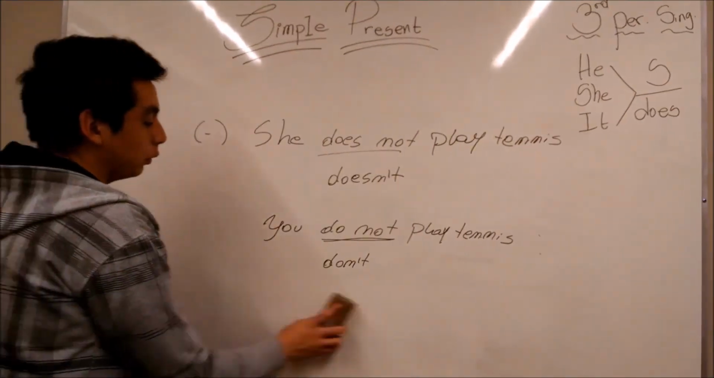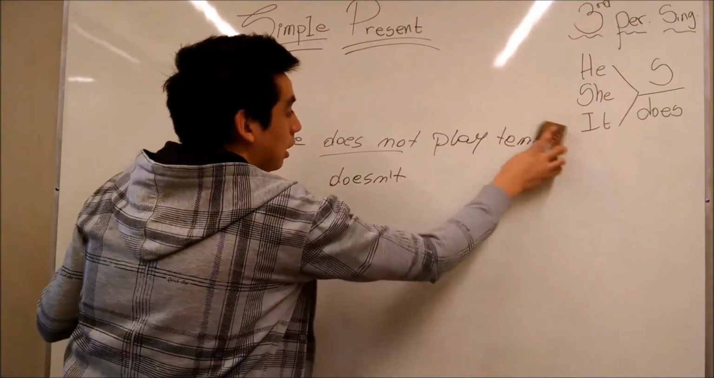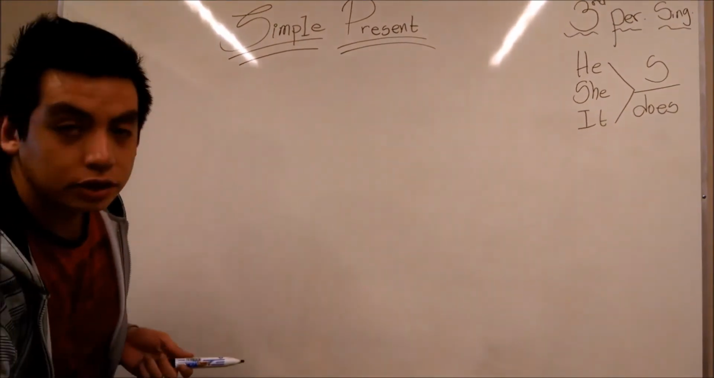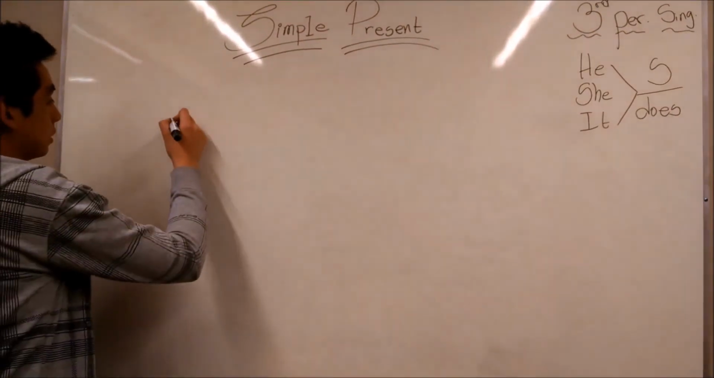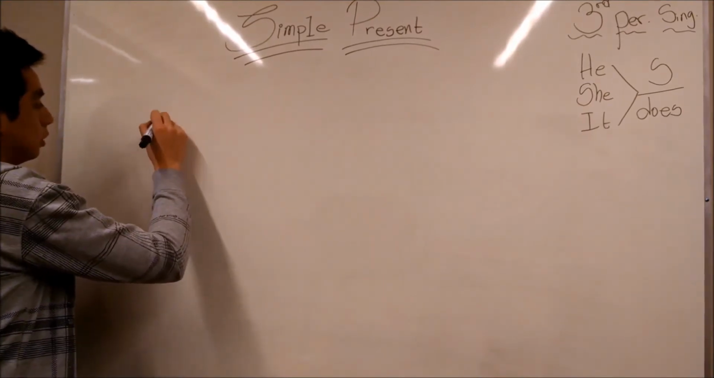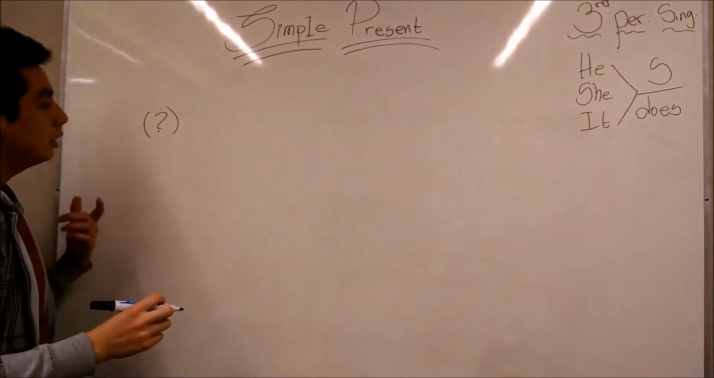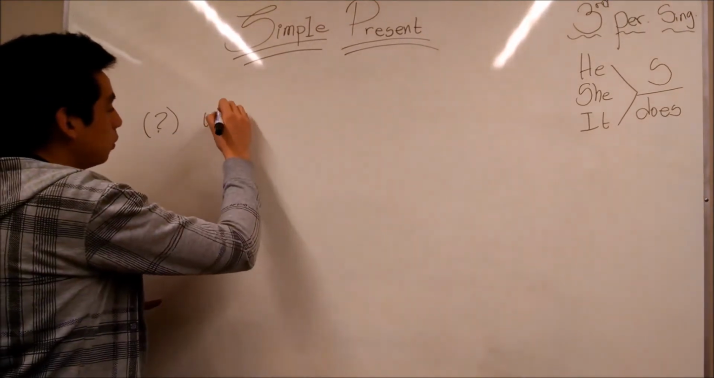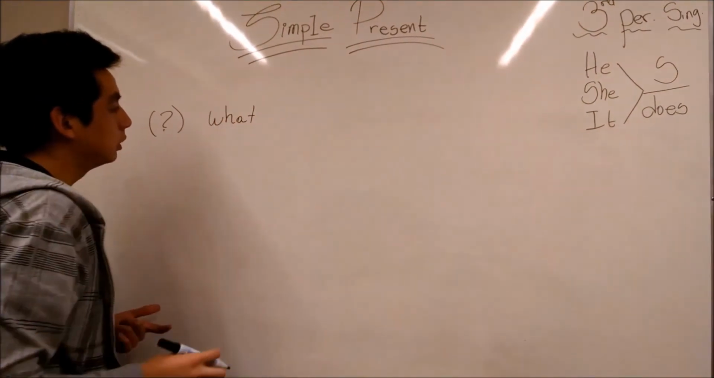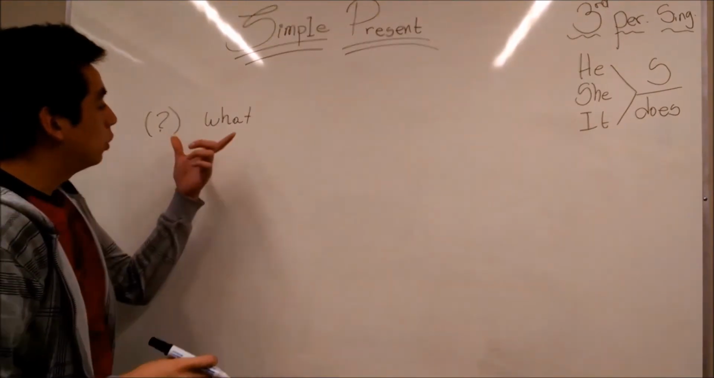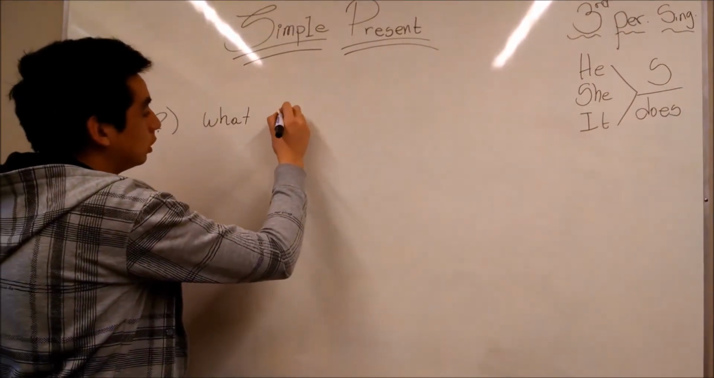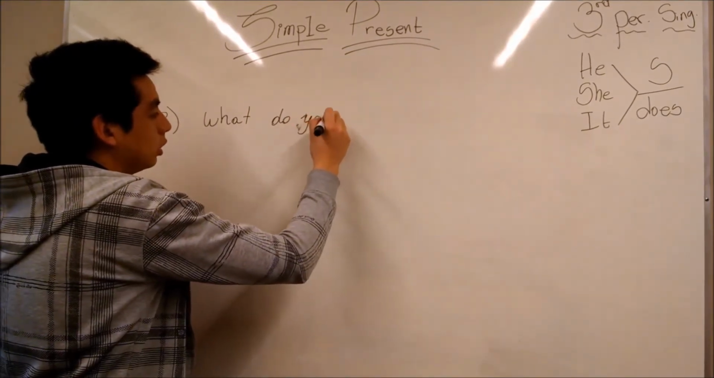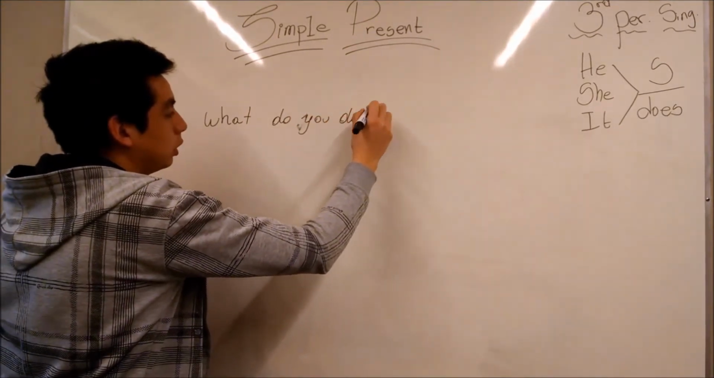Now we're going to see other examples about interrogative sentences. Okay? In this case, we're going to use a WH question. In this case, we're going to use what. Okay? So, what do you do?